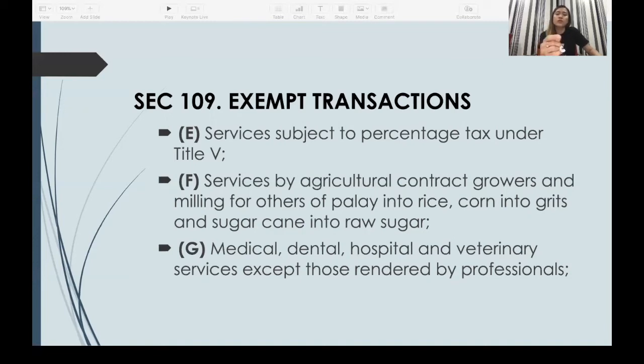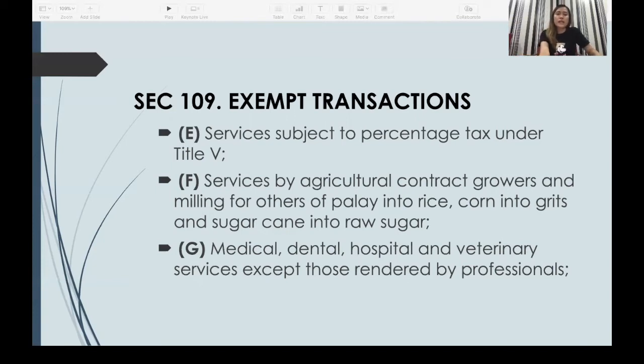So, ito, if yung services, kasi si other percentage tax, meron din siyang exempt transactions. Pero mas marami lang itong sa value-added tax. So, if yung services niya subject na sa percentage tax, kasi may mga list na yan sila, no need na siyang i-tax pa for VAT.